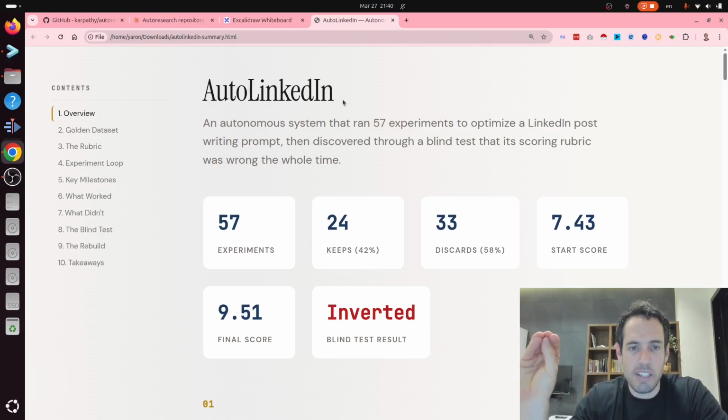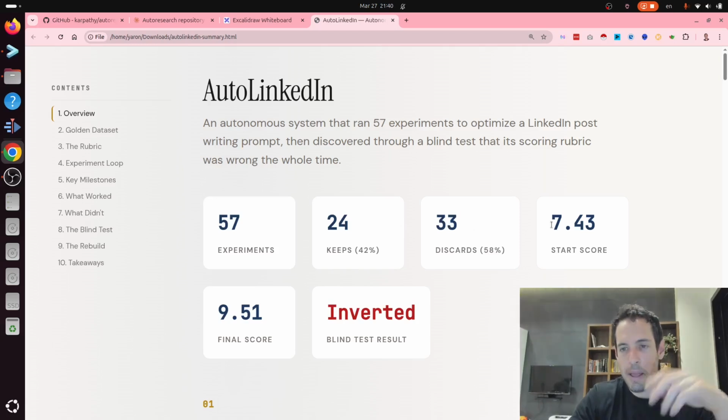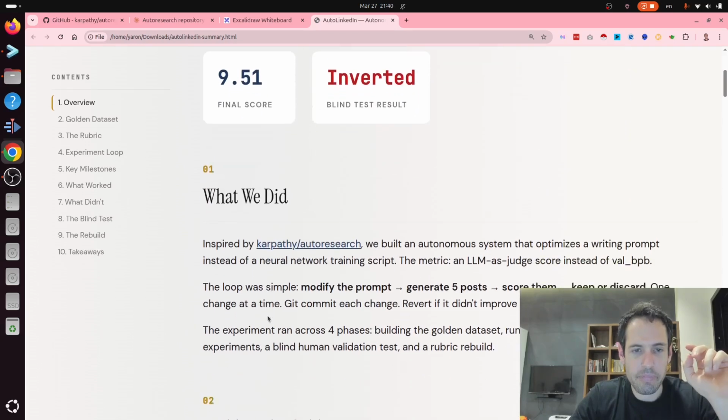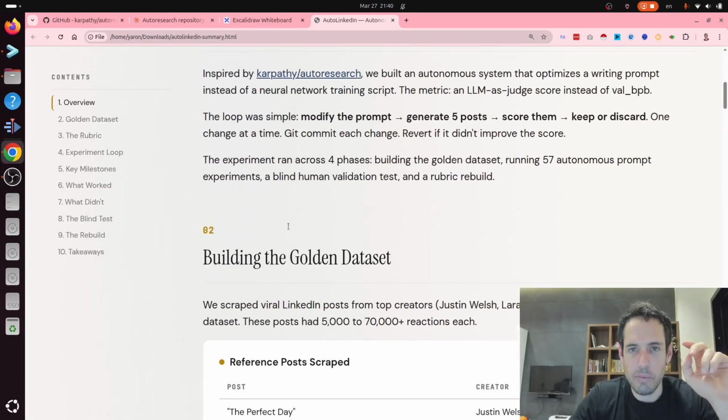on a subjective goal. Basically, the summary was we did 57 experiments. 24 of them actually yielded a lift, and I will elaborate in a moment what I mean by a lift. 33 were discarded. The initial score that was given to the initial post was 7.43, and the final score was 9.51.